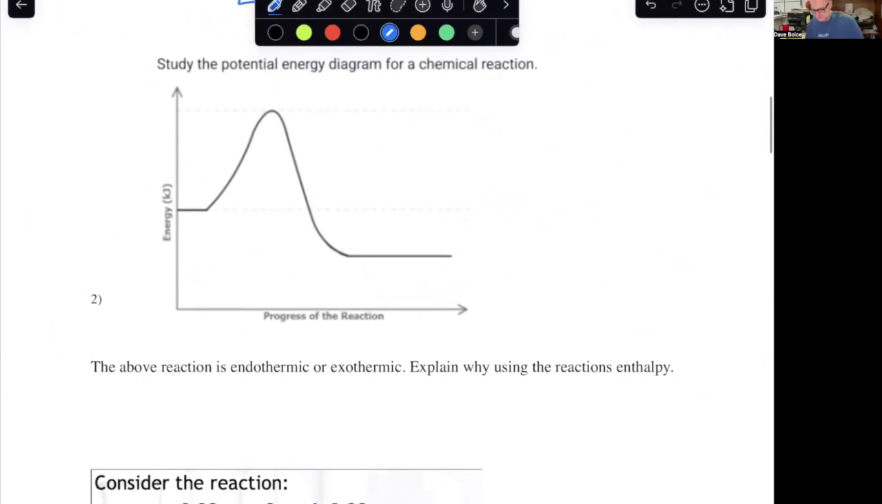Okay, so potential diagram. So this is just energy in, energy out is basically a way of looking at this. So let's say the delta H of the forward reaction.